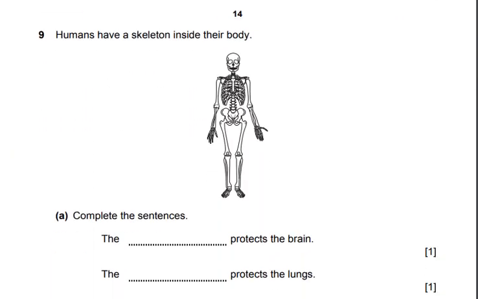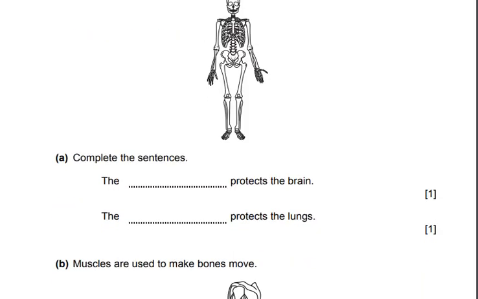Question number 9. Humans have a skeleton inside their body. So this is a skeleton of humans. And question A, complete the sentences. 1, the dash protects the brain. So the skull protects the brain. Okay. And 2, the dash protects the lungs.